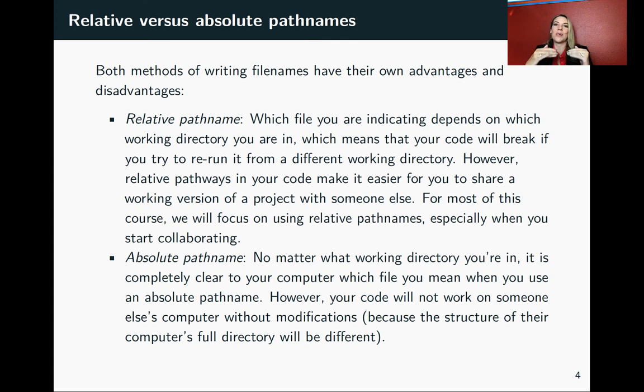So a relative path name tells you how to get there from where you are right now, but it depends on where you are starting from. So you could run the same code, and if you have reset to a different working directory, it wouldn't work anymore. It's sensitive to where you're starting from and this idea of what your current working directory is.